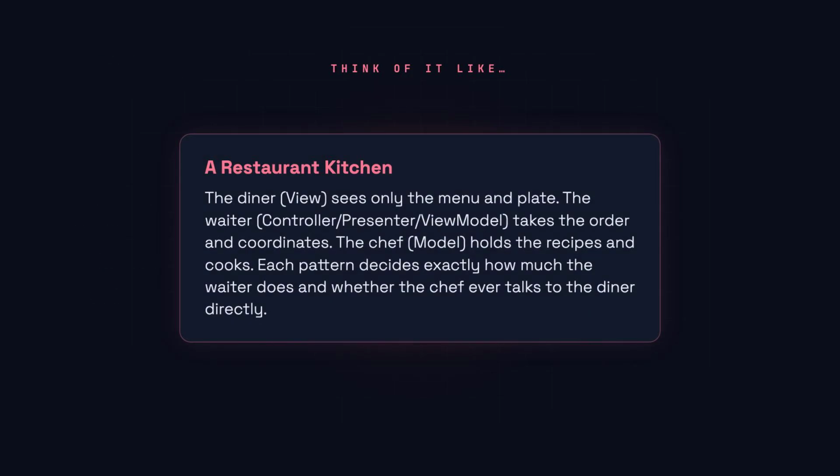Think of a restaurant. The diner is the view. They see the menu and receive the finished plate. The chef is the model. They hold all the recipes and do the actual cooking. The difference between MVC, MVP, and MVVM is really about the waiter in the middle, how much work the waiter does, and whether the chef is ever allowed to speak directly to the diner. That single question is where the three patterns diverge.